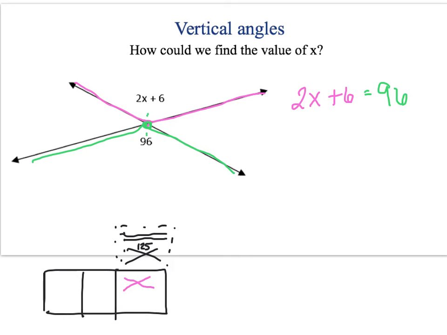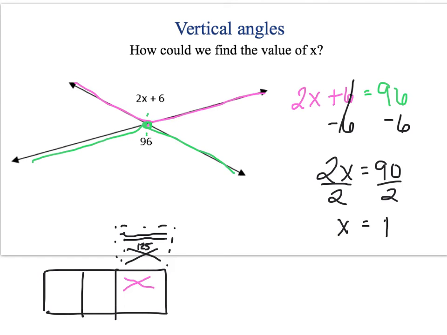Well, from here, it's just a two-step equation. I don't have any like terms to combine. So I'm going to get rid of this 6 by subtracting. My 6's go away. I'm left with 2x equals 90. I'm going to divide by 2 on both sides, and I get x equals 45. So with vertical angles, it's really easy. All we have to do is set the two angles equal to each other and solve the equation.